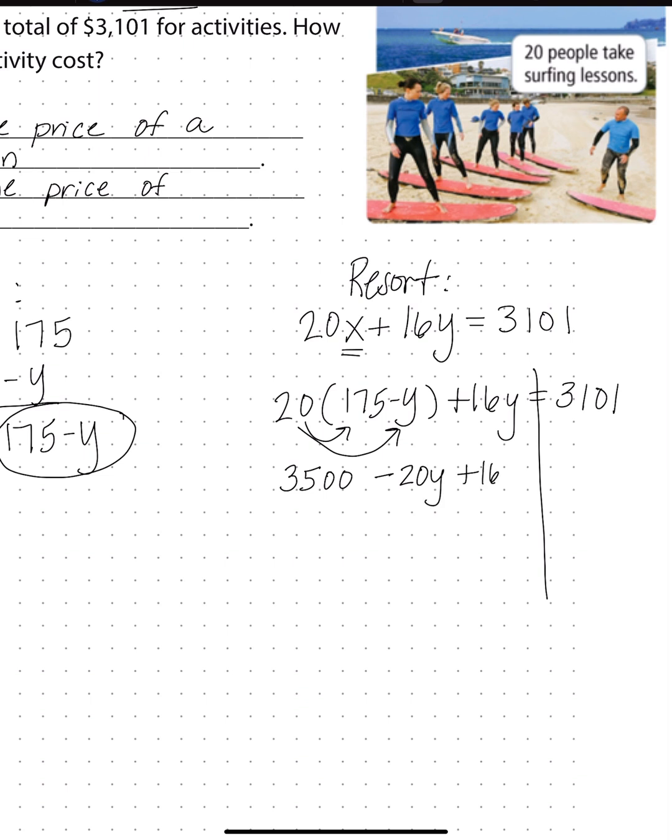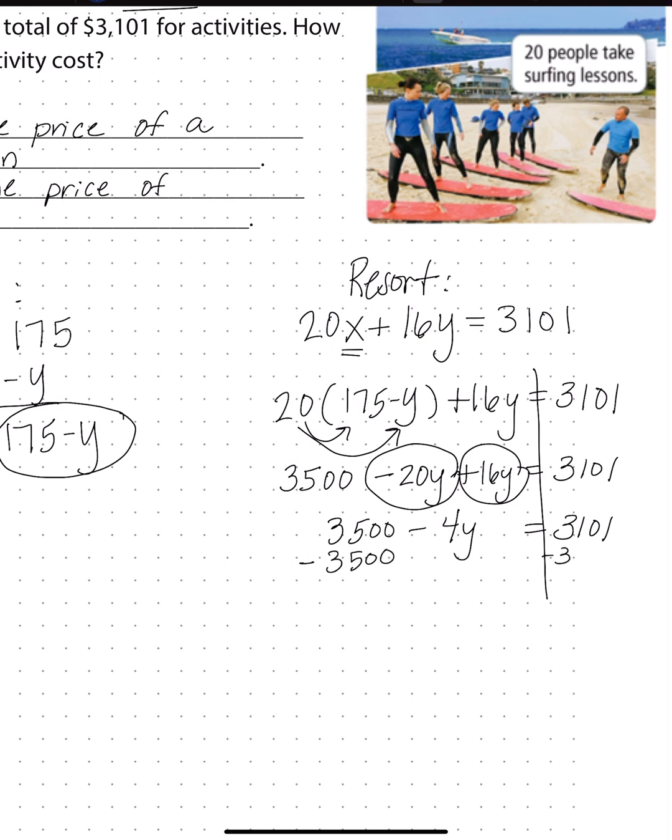And we have plus 16Y, and that's all equal to 3,101. If we combine our like terms here, we get negative 4Y, and the other parts of the equation remain as they are. So the next thing to solve for Y, we are going to take the inverse of adding 3,500, which is subtracting 3,500 from both sides of the equation. That leaves us with negative 4Y is equal to negative 399. And lastly, divide by the coefficient negative 4 to solve for Y.